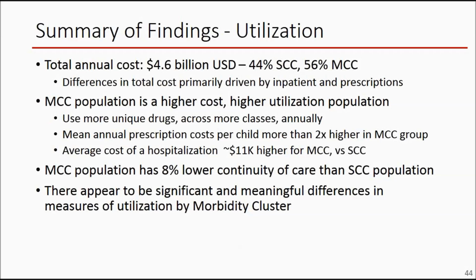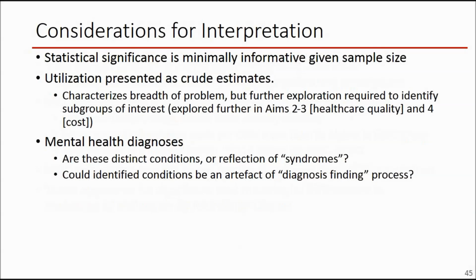As far as utilization, $4.6 billion annually. This is 2017 US dollars. Differences primarily driven by inpatient and prescription costs. MCC is just a higher cost, higher utilization population. More drugs, more classes, higher costs, and so on. The MCC population had an 8% lower continuity of care than the SCC population. This was dispersion across the different types of providers that they might see in a year. And then there appear to be significant and meaningful differences in the measures of utilization by morbidity cluster. Again, haven't done the statistical hypothesis testing on it, but there do appear to be differences.